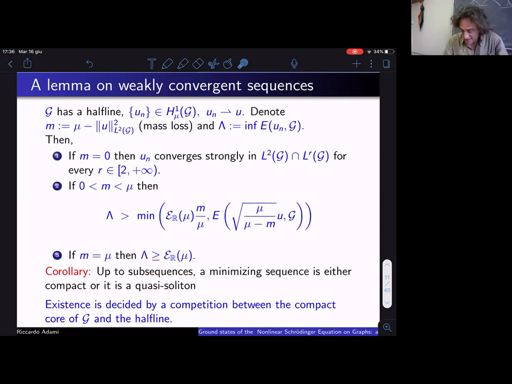But quasi-solitons live on the half lines. So it is a competition between the half lines and the compact core. This is the heart of the matter for what concerns this case. In order to have a ground state, we must be able to produce a compact core which is good enough to trap a function which is better than the soliton.